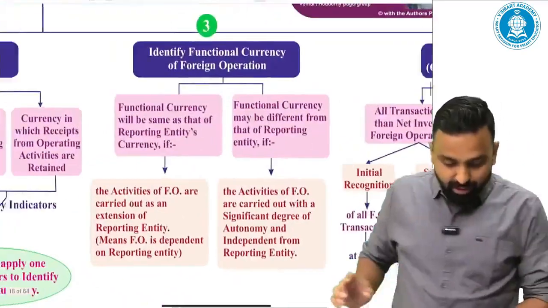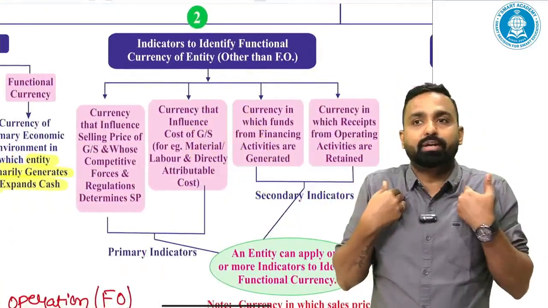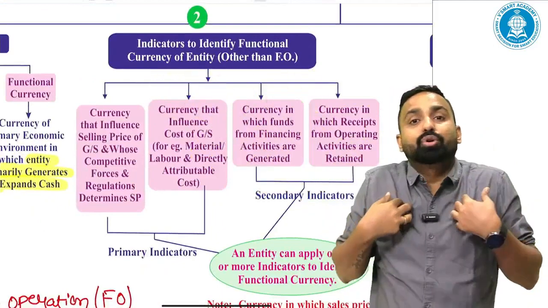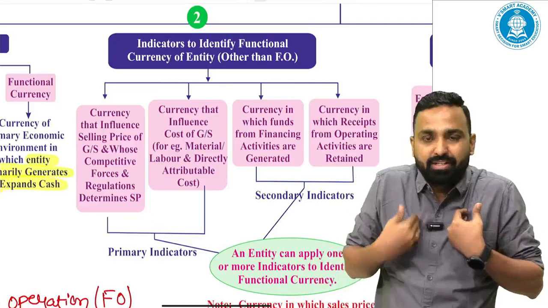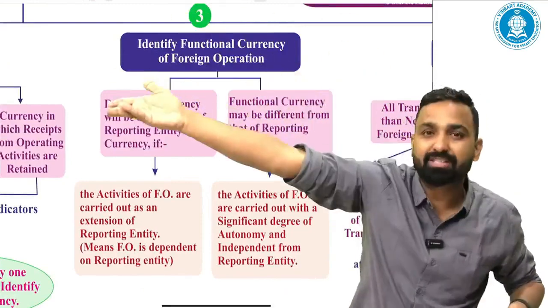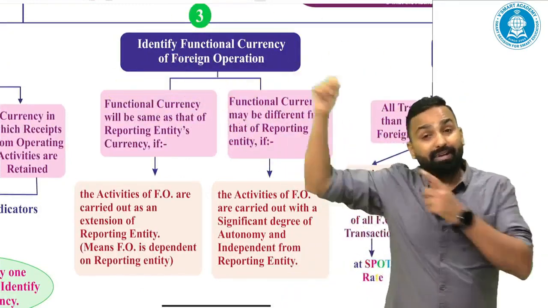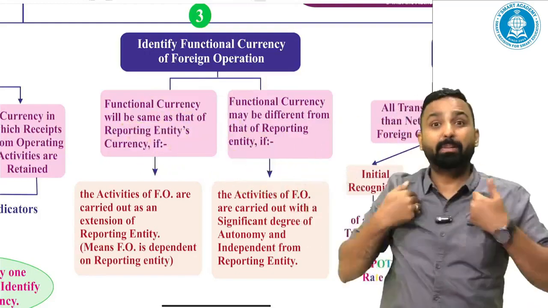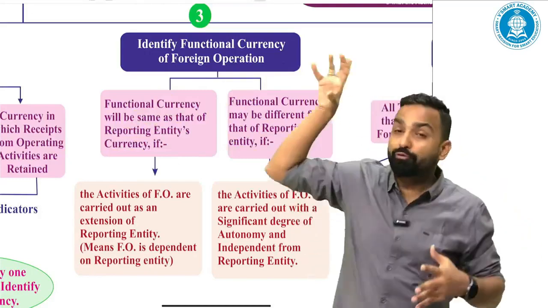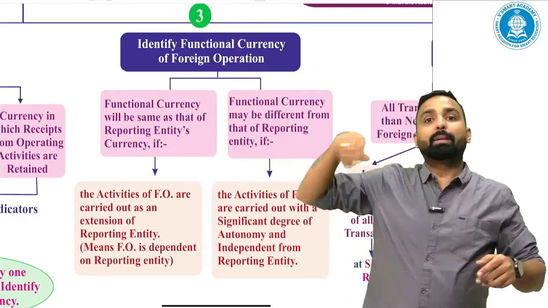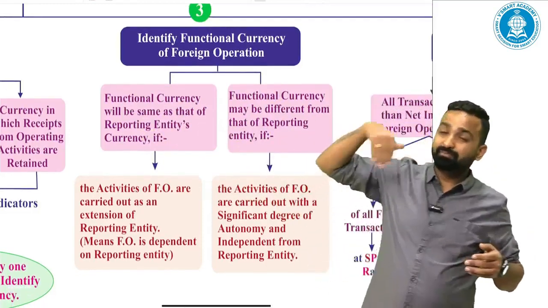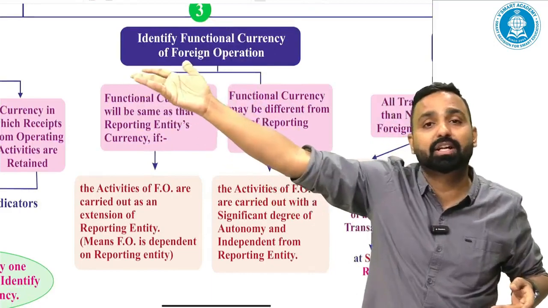Now come to the next. I told you already that I am a holding company. My subsidiaries are also there, foreign subsidiaries also. So these are the four indicators which I have to identify for my own functional currency. Now what about the functional currency of my foreign subsidiary? It totally depends on whether my foreign subsidiary is totally dependent on me, its business is dependent on my business, whether I can control my foreign subsidiary fully. If yes, my foreign subsidiary's functional currency will be the same as my functional currency. Suppose my functional currency is rupees, my foreign subsidiary's functional currency will also be rupees.